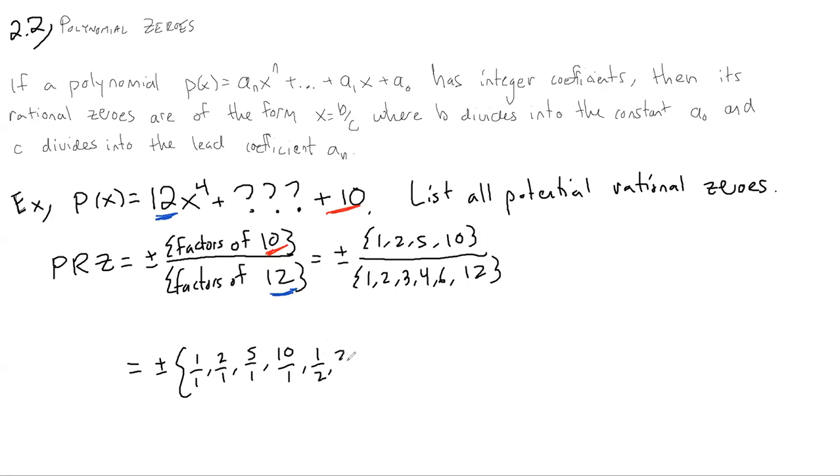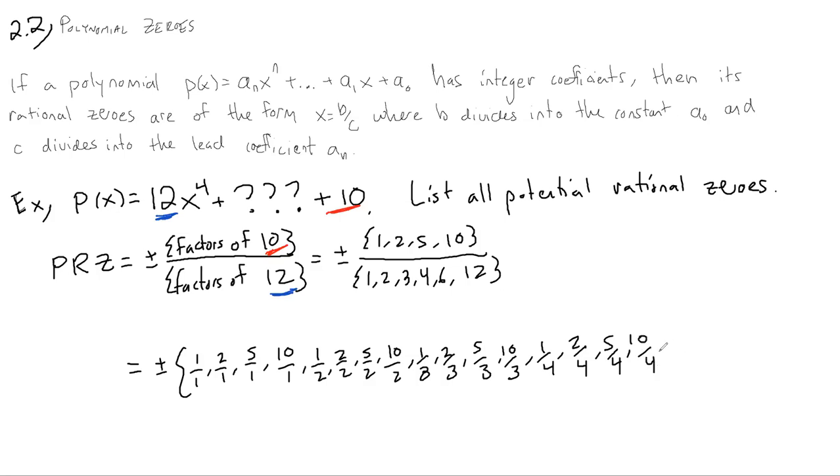1 over 2, 2 over 2, 5 over 2, 10 over 2, and go to the next one, the 3. 1 over 3, 2 over 3, 5 over 3, 10 over 3. So don't worry, I'm not going to ask you to test all these in practice. That would be a little bit absurd. And even writing out a list like this is probably the longest one you're going to see. I just did all the 4s. There's 2 more sets. I need the 6s and the 12s.